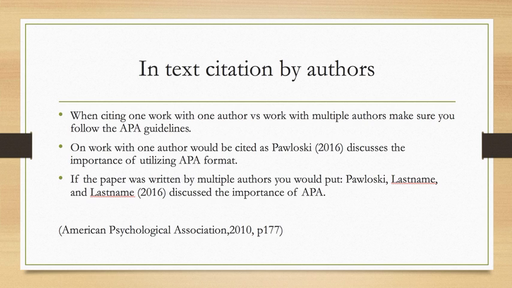In-text citations by authors. Again, in here, this just talks about one author versus multiple authors. So when you have one author, that's the second bullet here, Pawlowski 2016 discusses the importance of utilizing APA. It's just the author's last name, the year. If you have multiple authors, you can see the next line, you would list them, and then 2016 after the final author is how you would do that. And that's on page 177 in your APA manual.